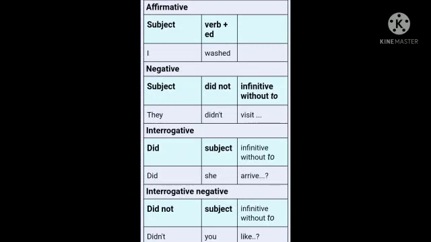So did she arrive, and the negative interrogative will be didn't you. Like sometimes we used to do in question tags, but here we cannot say that this is a question tag. We are doing this interrogative in the affirmative form, and in the negative form also.